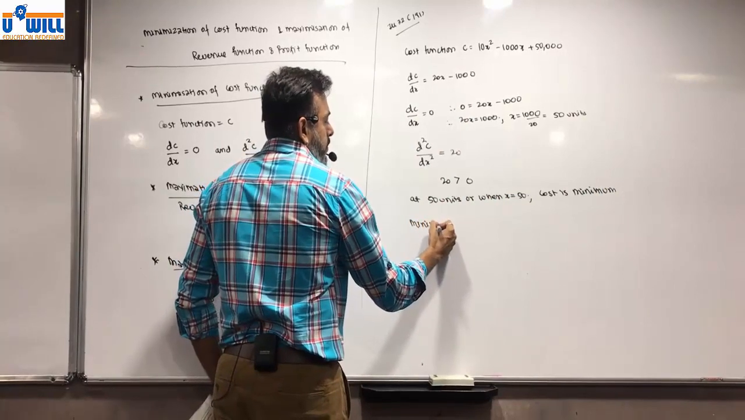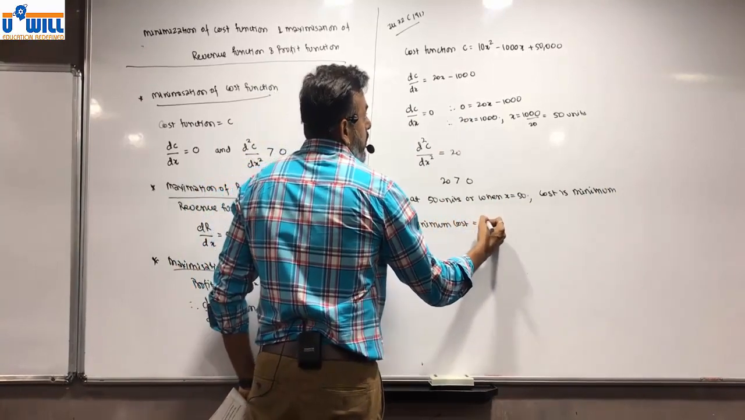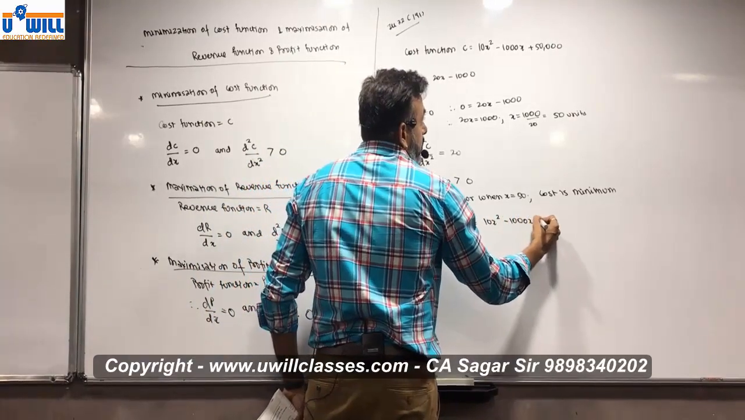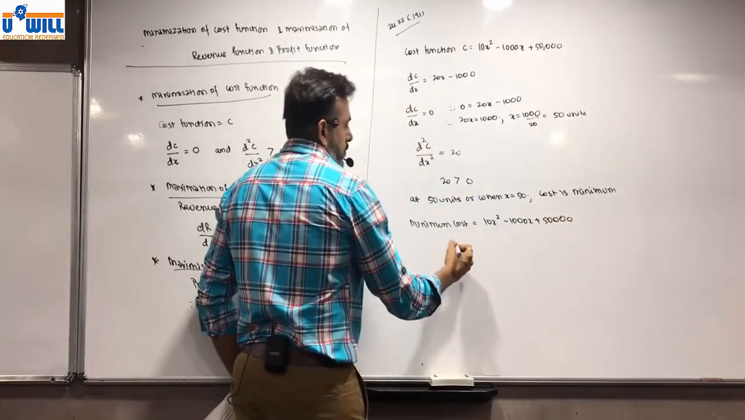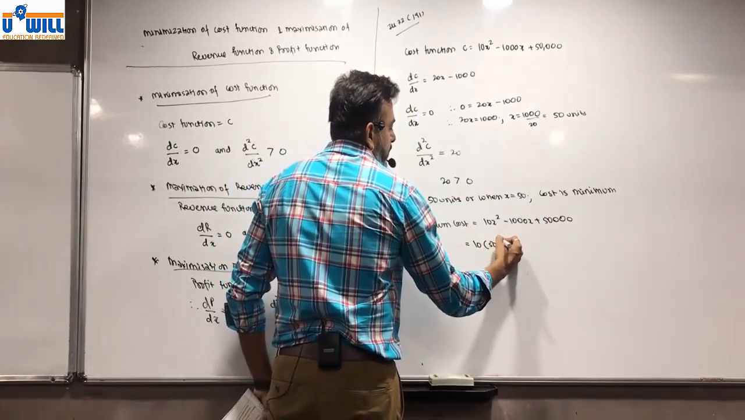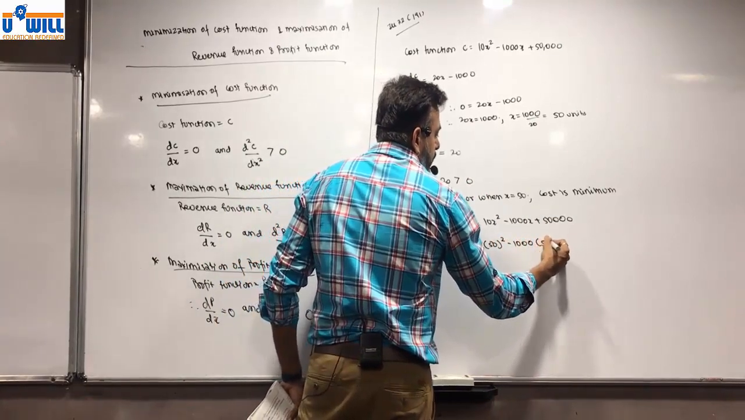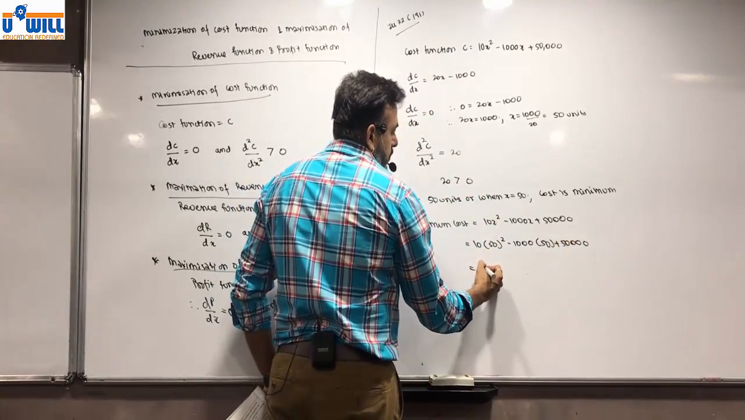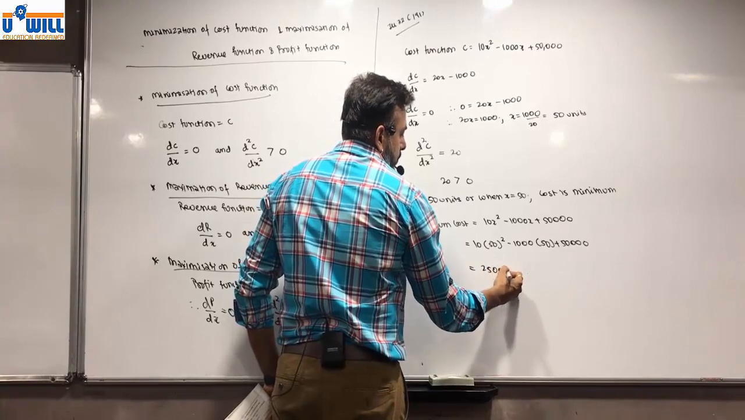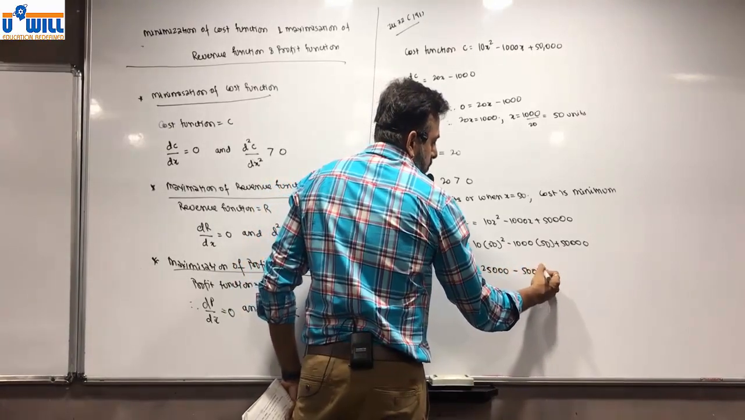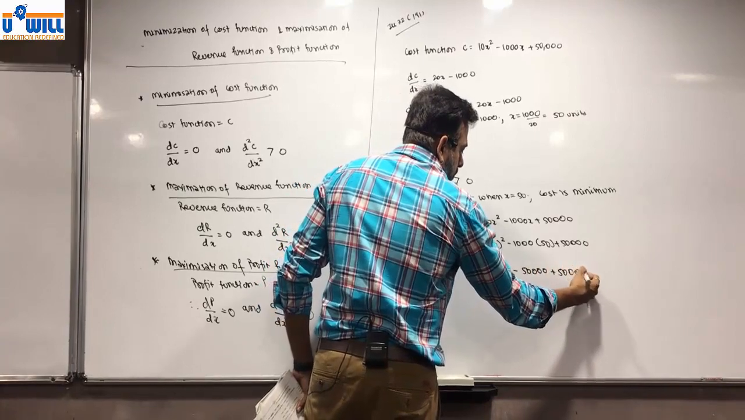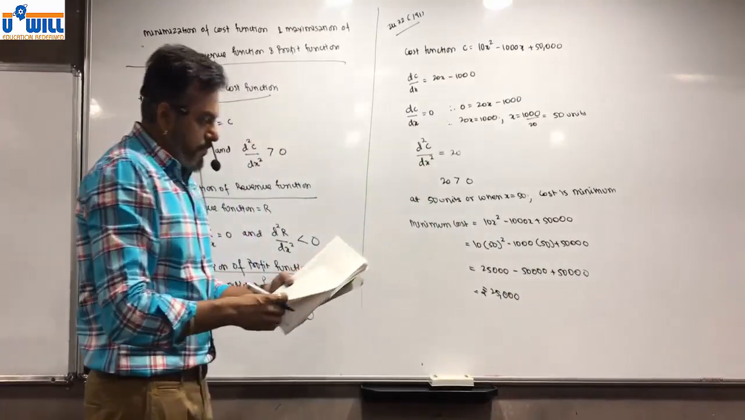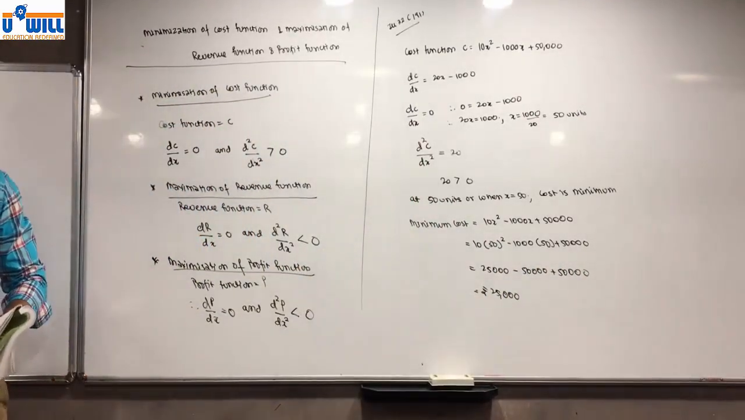Minimum cost is equal to 10x square minus 1000x plus 50,000 is equal to 10 into 50 square minus 1000 into 50 plus 50,000, which is equal to rupees 25,000. Answer.